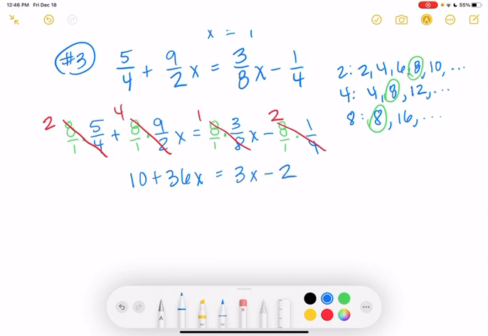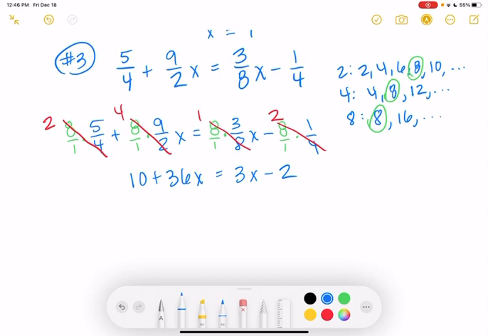All right, so I got 10 plus 36x equals 3x minus 2. How'd you do? So just to revisit, in case you didn't quite get there, the 8 over 4 is 2, 8 over 2 is 4, 8 over 8 is 1, 8 over 4 is 2, and then just multiplied. So 2 times 5 is 10, 4 times 9 is 36, with that x equals 3x minus that 2.